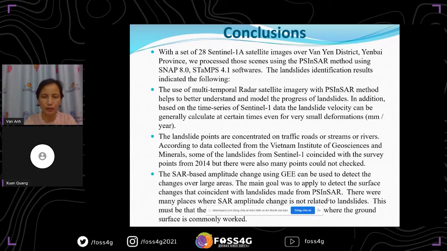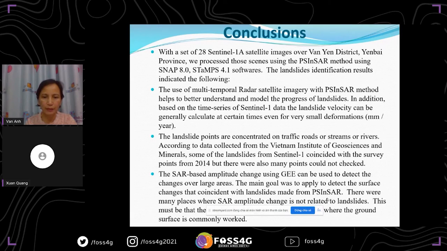Some of the landslides from Sentinel-1 coincided with the survey points from 2014, but there were also many points that could not be checked. So the SAR amplitude change using Google Earth Engine can be used to detect change over the last year. The main goal was to detect the survey changes that coincided with the landslides made from PS-InSAR. There were many places where SAR amplitude change is not related to landslides.